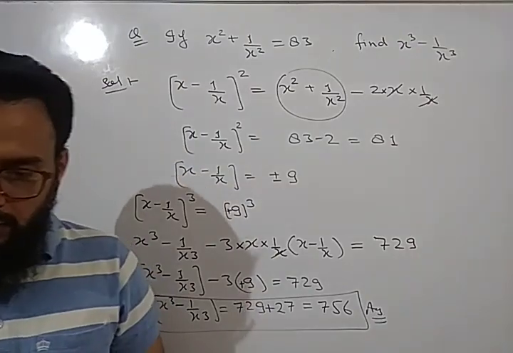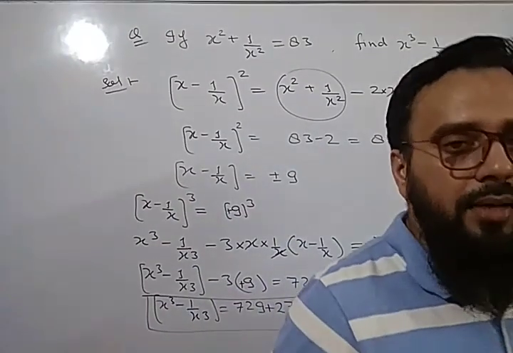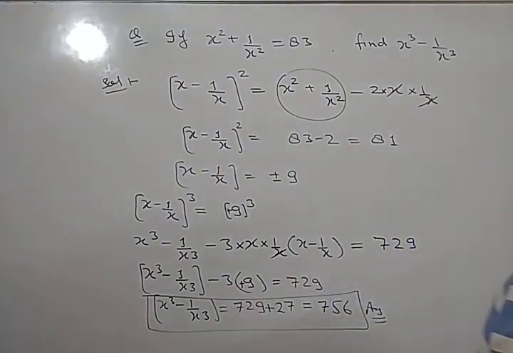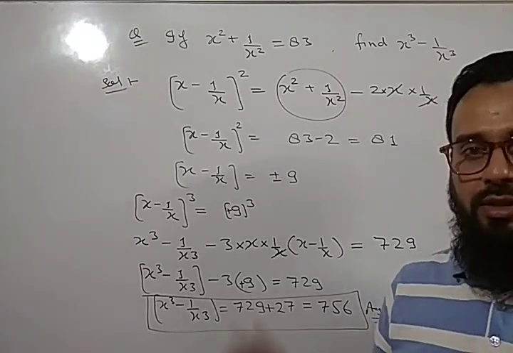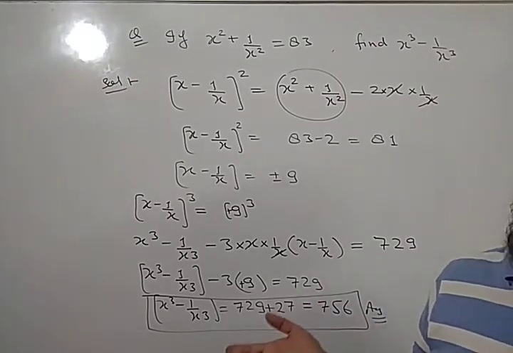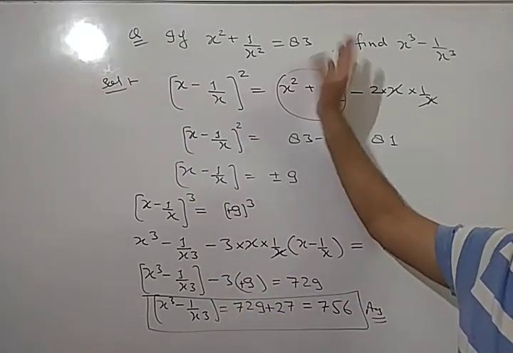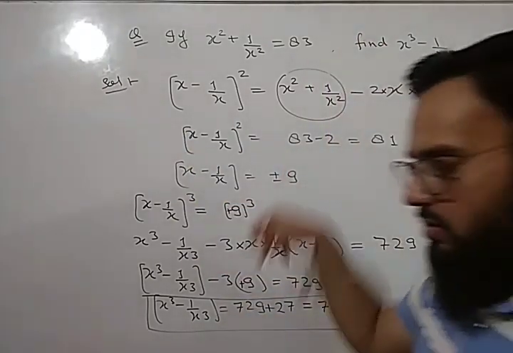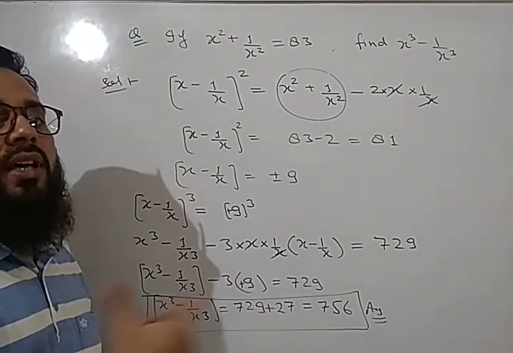Okay. So in this way, you can solve the problems of this type. Whether you are given x plus 1 upon x and you have to find x square plus 1 upon x square, or the reverse. Or you may be given x plus 1 upon x and you have to find x cube plus 1 upon x cube, or the reverse. Then you can solve all types of questions. We have discussed all the different types of questions. You have to proceed with what is given and what we have to find.